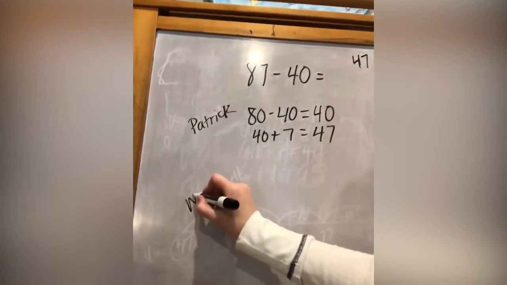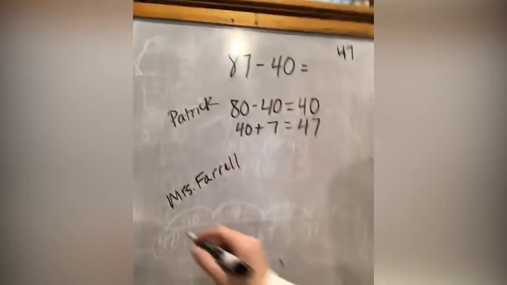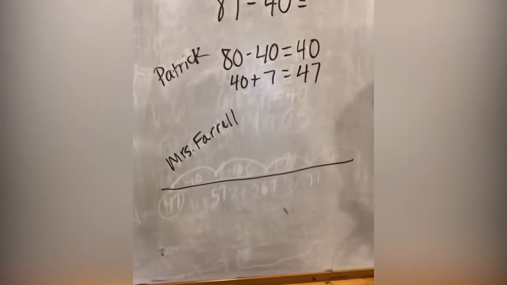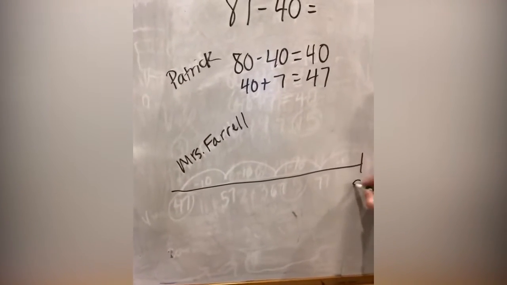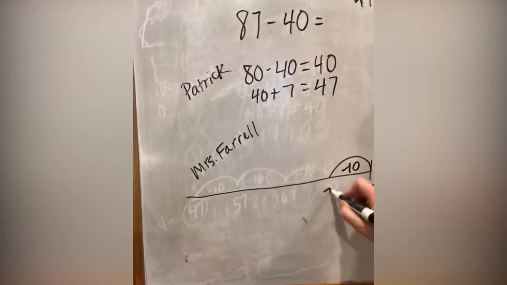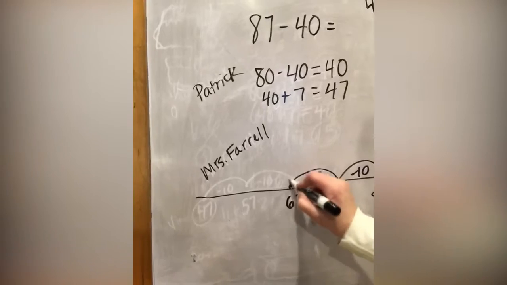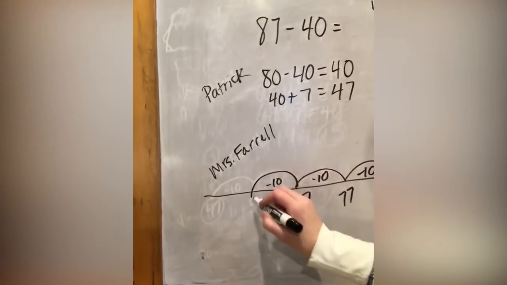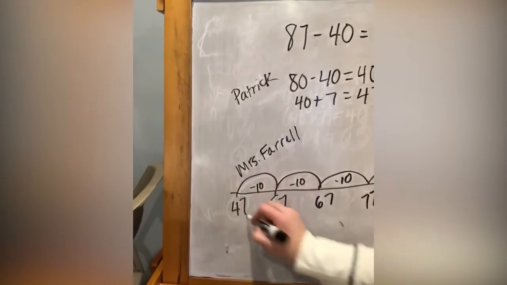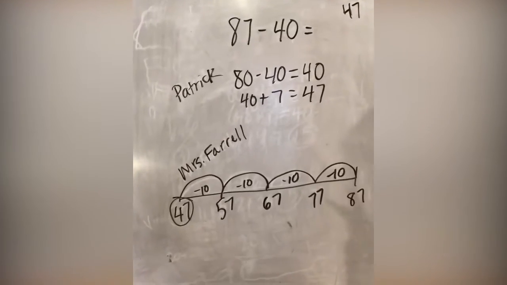My strategy would be a little different. I was thinking about these numbers on my open number line. If I'm starting at 87, I was thinking I can subtract 10 to get me to 77, subtract another 10 to get me to 67, a third 10 to get me to 57, and a fourth 10 to get me to 47. So I actually got the same difference that Patrick did.